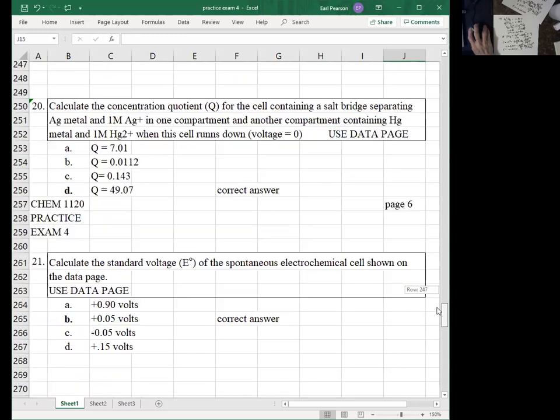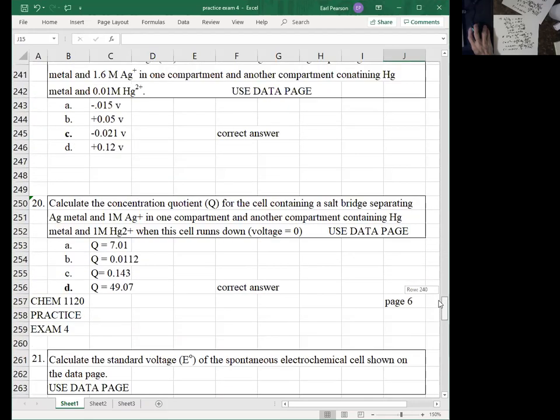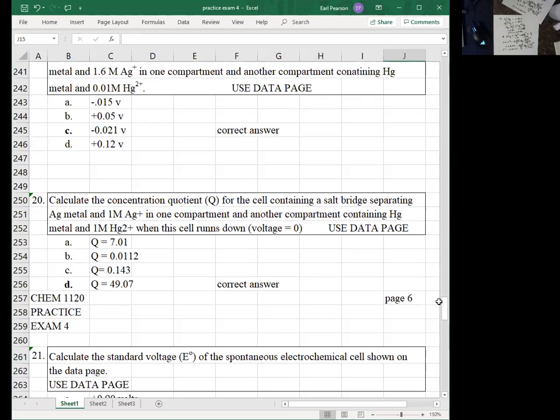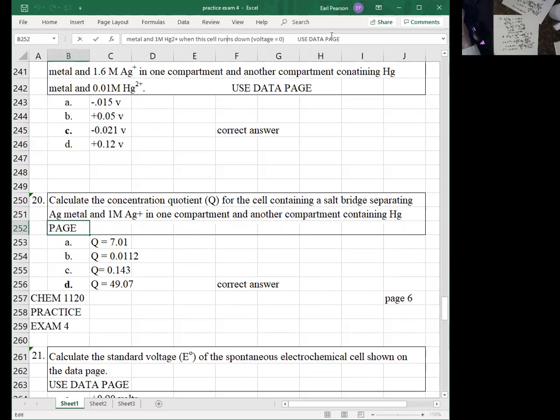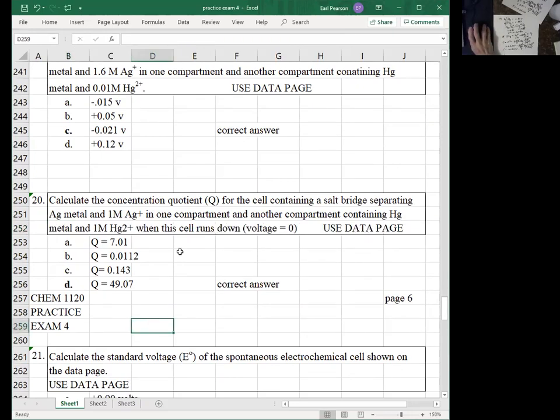And now it says calculate the concentration quotient for a cell having a salt bridge, separating silver and silver ion from the other compartment, when this cell runs down. And I see two n's in run, so I'm catching a typo here. And let's save that so it'll be fixed next time.